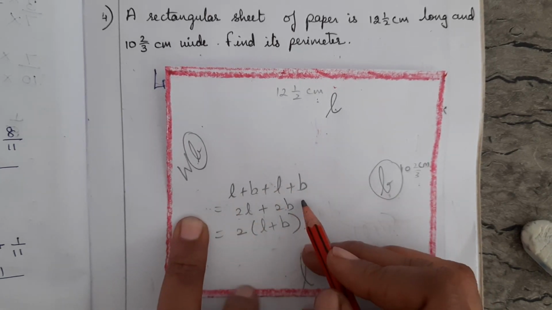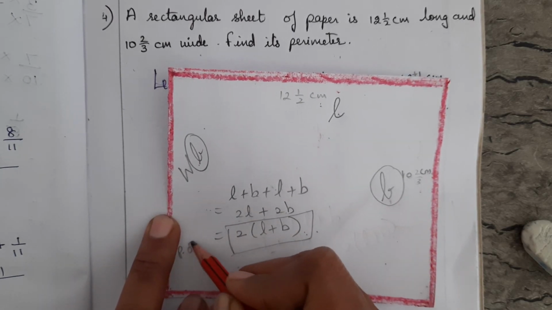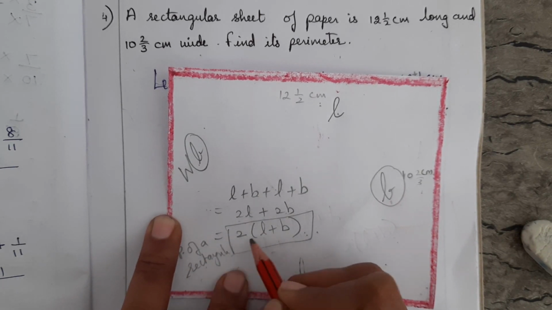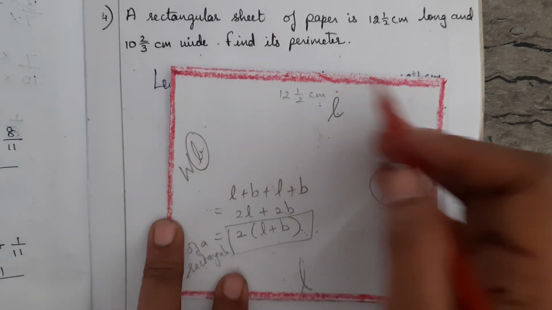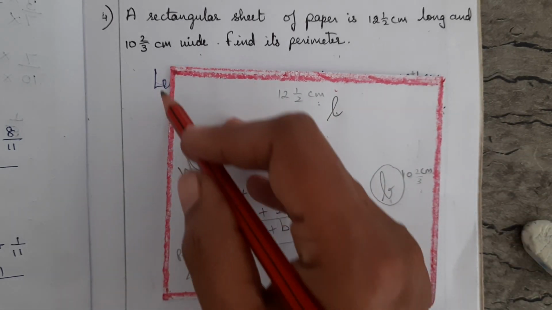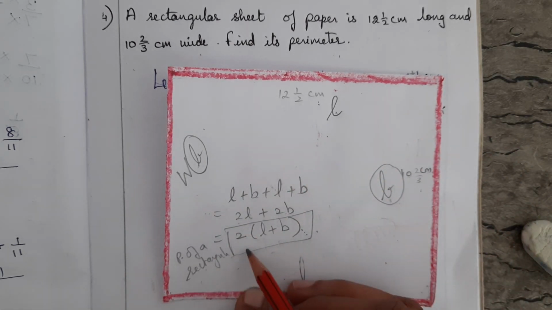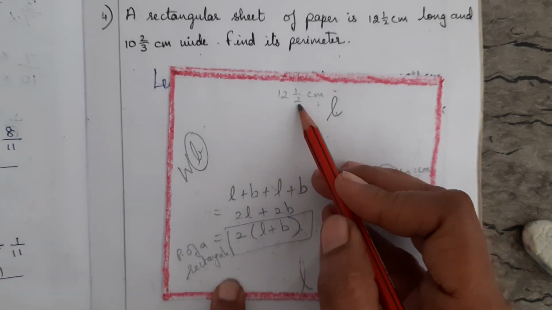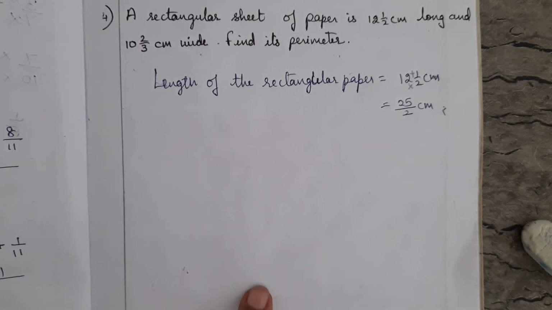If you are not able to remember this, even if you learn the formula by heart, the perimeter of a rectangle is always 2 into (L plus B). You just need to remember this formula. If you don't know it, just remember the concept of how to do it, and add and find out. Both ways are correct. We know L and we know B, we just need to substitute and find the answer. So let's do this.